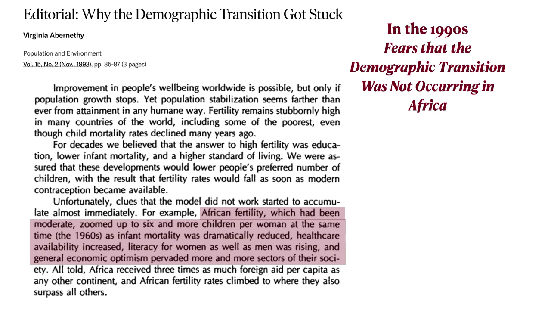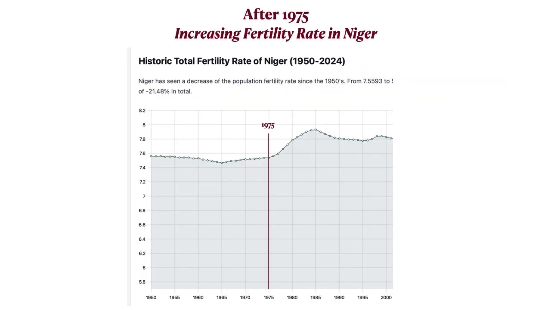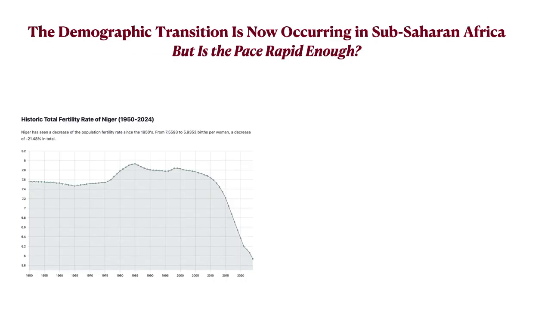At the same time that infant mortality rates were declining, there was real concern that Africa was not undergoing this demographic transition. It was stuck. If you look at a fertility graph of a country like Niger, I've cut off part of the graph at about shortly after the year 2000. But we see in 1975 a real uptick in the fertility rate, again, as conditions were improving. So it did look stuck, but it doesn't look stuck anymore.